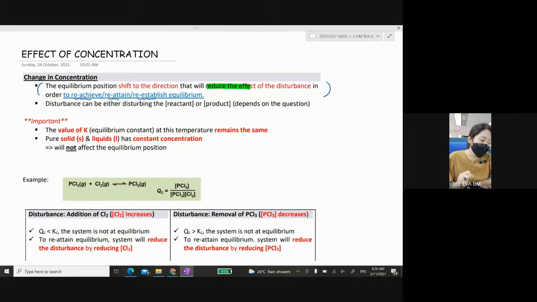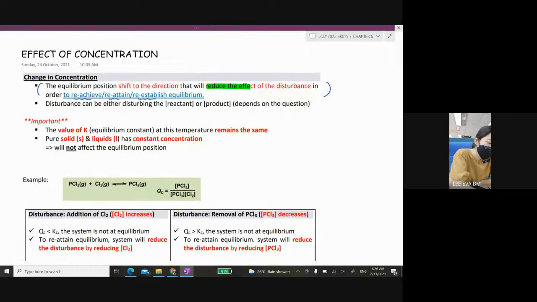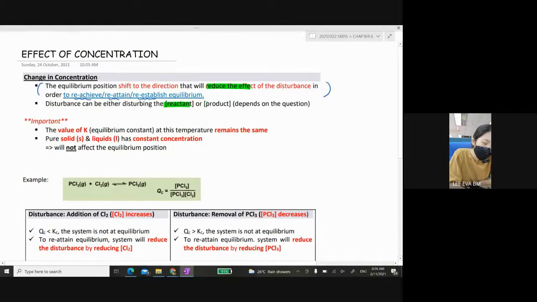Okay, so disturbance can be either disturbing the concentration of reactants or the concentration of product. So this depends on the questions. Sometimes they adjust the product, sometimes they adjust the reactant. So you need to pay attention. What is the disturbance? Okay. And to remind yourself also a very important point, the value of K, your equilibrium constant, at a constant temperature will remain unchanged. So K tak ada berubah apabila temperature dia masih sama.